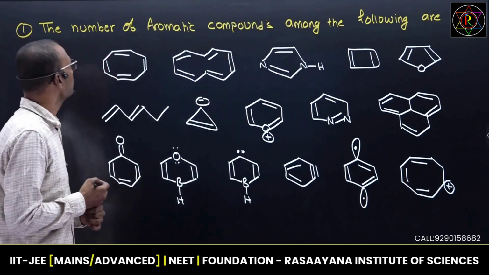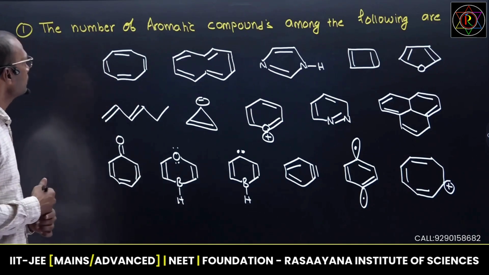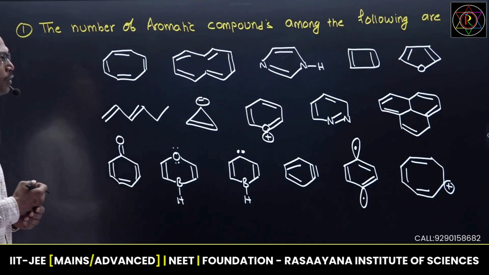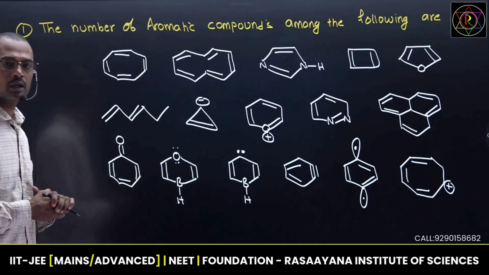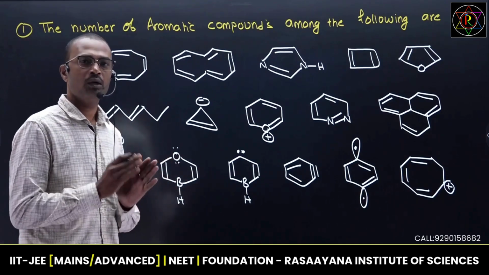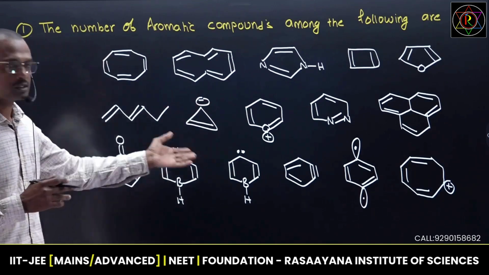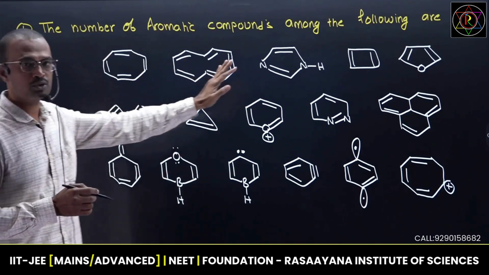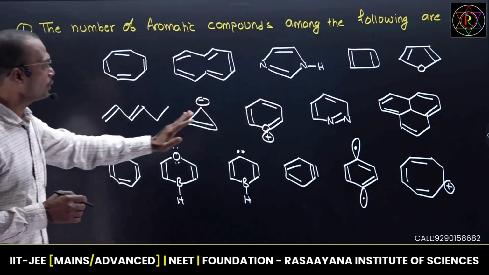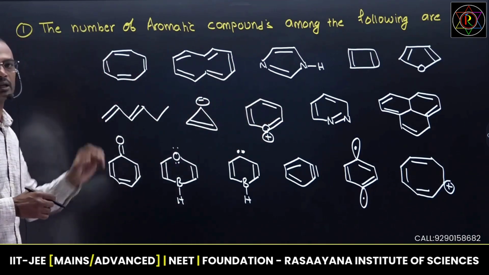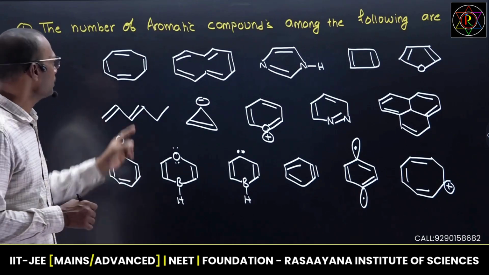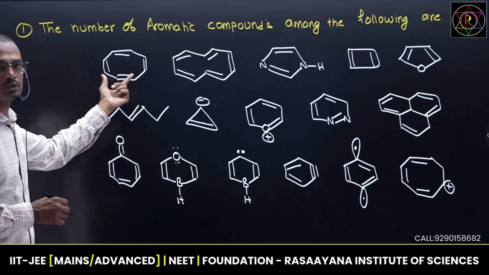Okay, now see, if you see this question clearly, the number of aromatic compounds among the following are. I have given a group of molecules. In that group of molecules you need to choose which is aromatic among the following set of molecules. So later on some more additional questions are given, but right now I have given a group of molecules, just select which is aromatic based on your analysis. Okay, so is it aromatic? No, it is not an aromatic molecule.